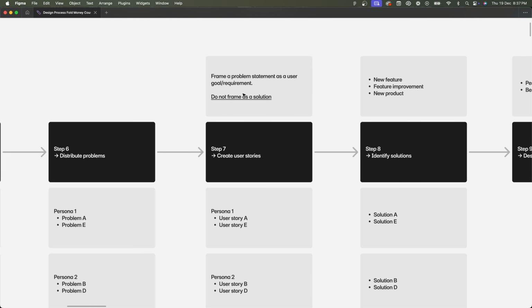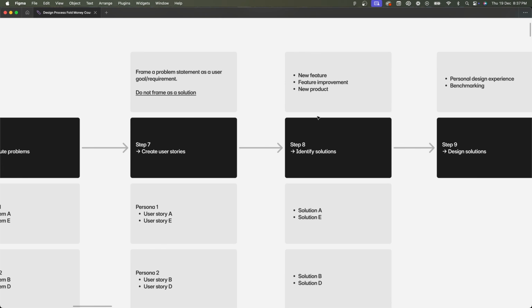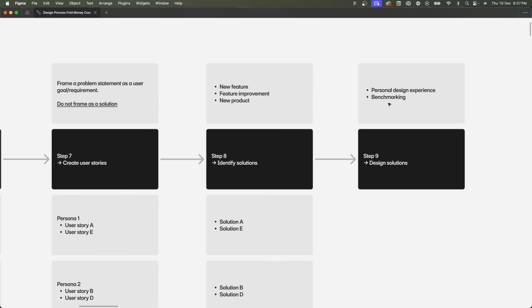And I'm going to show you a couple of examples of user stories probably in the next few videos because I don't want to make this video too long. Now, solutions could be of three types. You can either release a new feature, it could be an improvement to a feature, or it could be a brand new product itself. But essentially, even that brand new product has tons of features. So essentially, if you think about it, it's pretty much the first two.